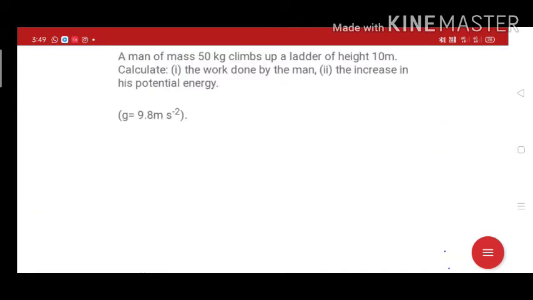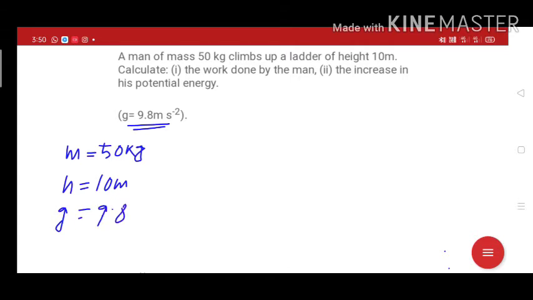Question number 8. A man of mass 50 kg, that means mass is given, write it down, that is 50 kg, climbs up a ladder of height 10 meter. Height is 10 meter. Calculate the work done. G is given over here. Okay, they are asking for the work done. So G is 9.8 meter per second square.